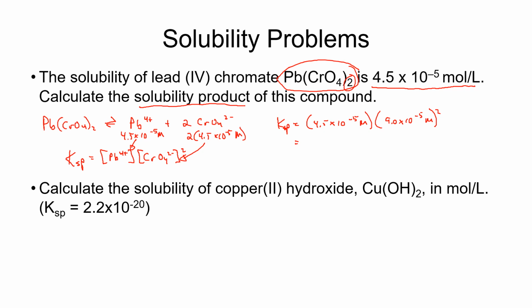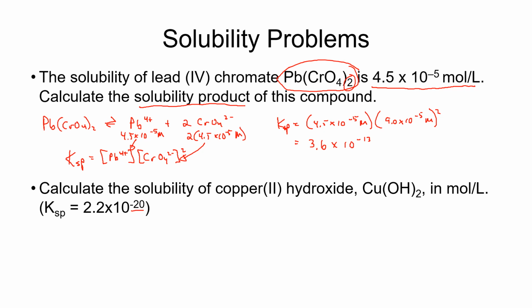So we'll put that in our calculator here. 4.5 times 10 to the negative 5 times 9.0 times 10 to the negative 5 squared equals. So I get 3.6 times 10 to the negative 13. Yeah, some of these equilibrium Ksps can be very small.